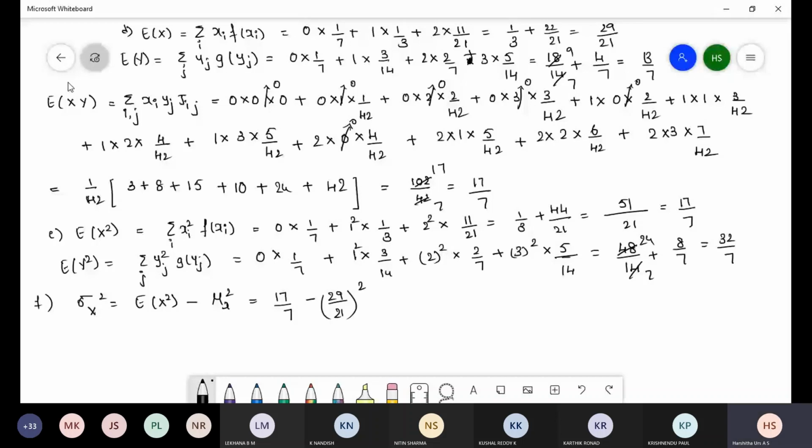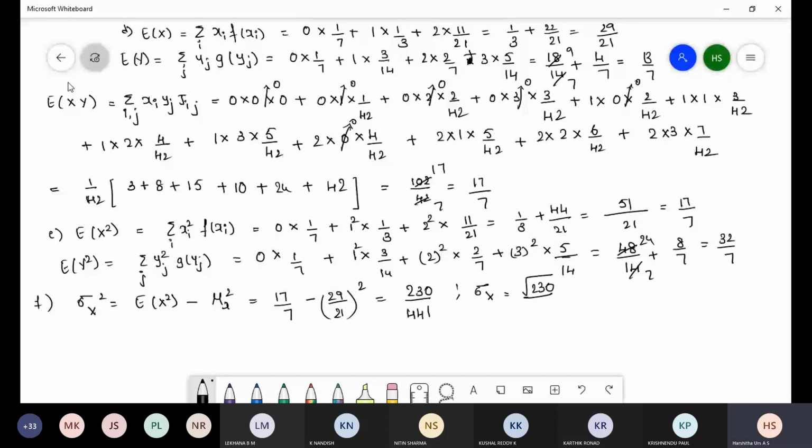LCM will be 441 because 21 whole square is 441. So we get 230 divided by 441. We want sigma x, so square root of 230 divided by square root of 441, which is 21.